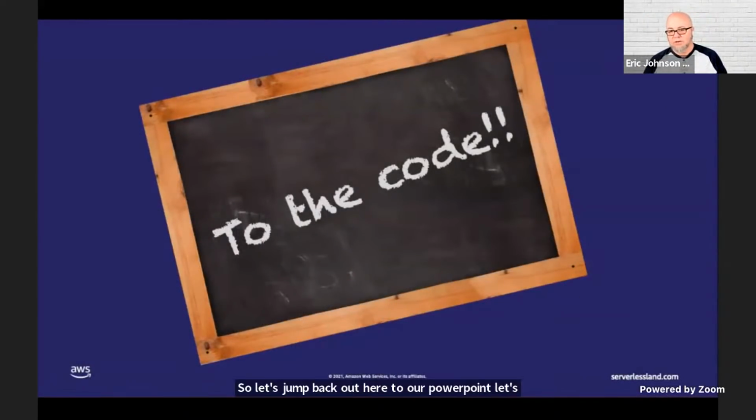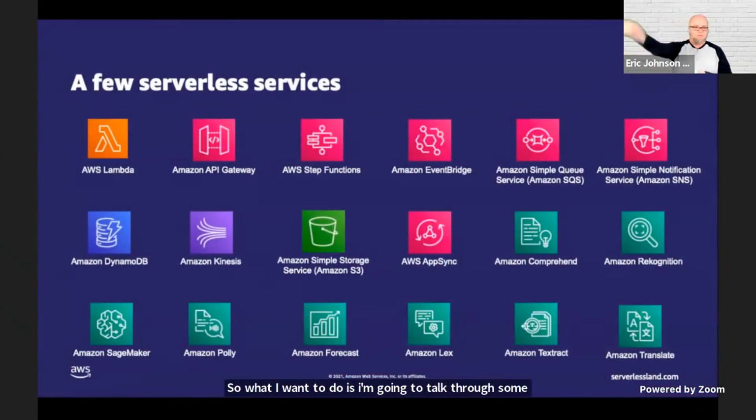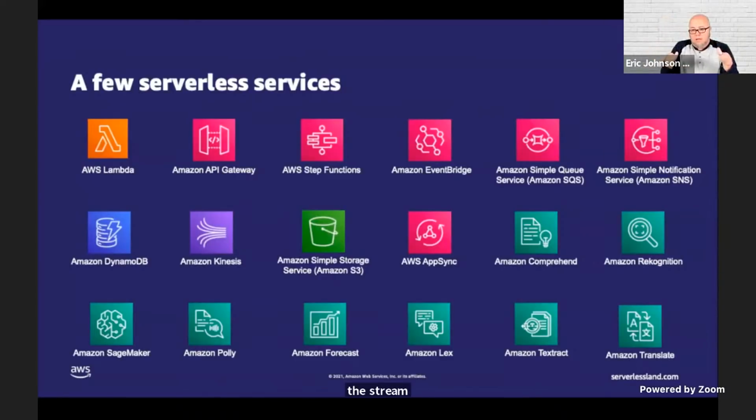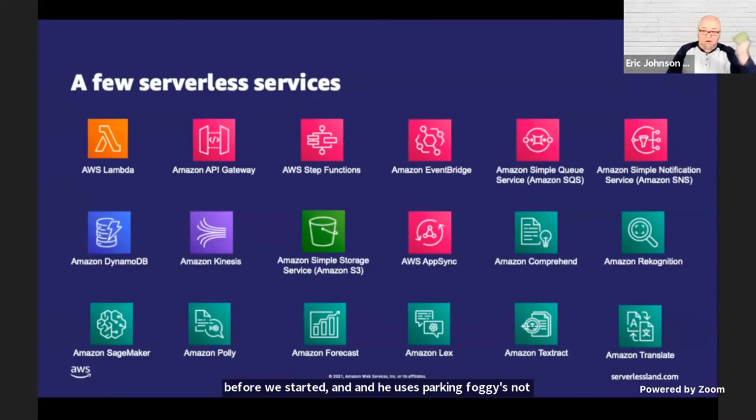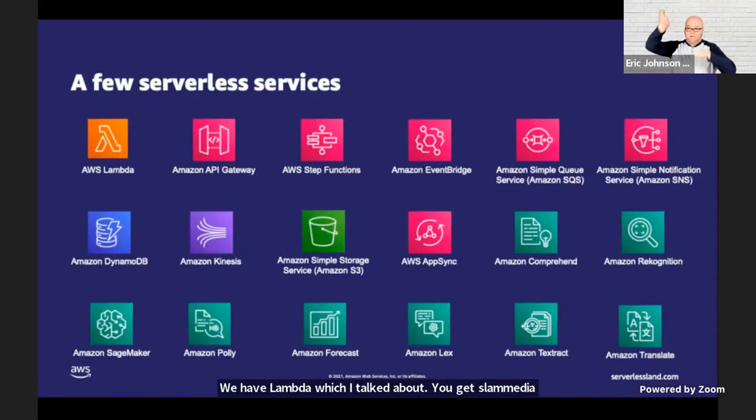All right, so what I want to do is talk through some of the serverless services and what they do. This is going to be really quick because I want to leave time for Q&A. These are not all of them, just a few. I've got 18 listed here. But basically what you're looking at are services where you don't have to manage anything. Earlier, we were talking with one of the folks on the stream before we started, and he uses Fargate. Fargate's not listed here, but that is a serverless service that allows you to run containers. So you have a container, you can run it on Fargate. We have Lambda, which I talked about, AWS Lambda. We have the Amazon API Gateway. We have this thing called AWS Step Functions, and this allows you to orchestrate.